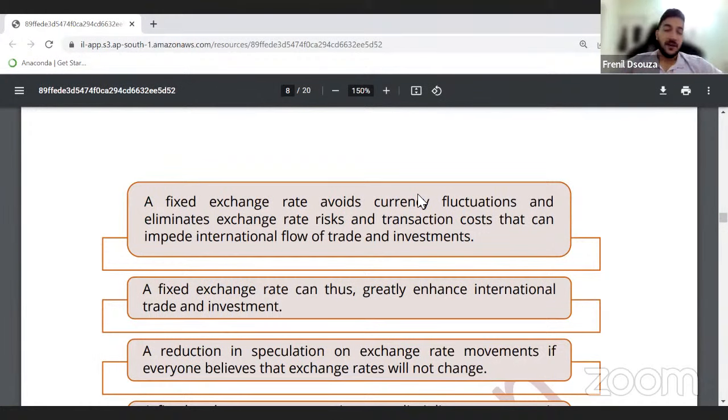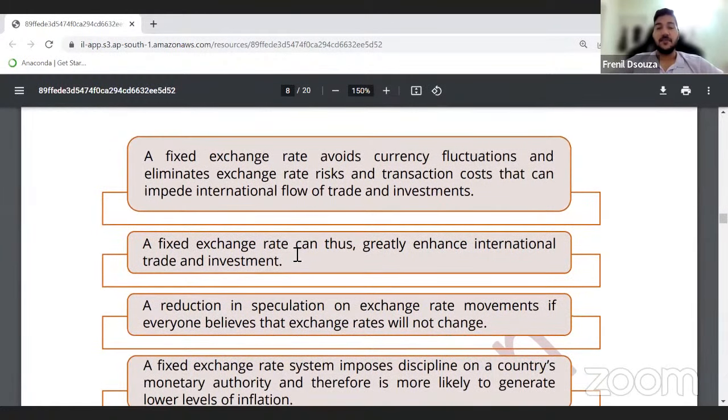So why do countries do that? Let us learn it. A fixed exchange rate avoids currency fluctuations and eliminates exchange rate risk and transaction cost that can impede the international flow of trade, right? Every day the price of the currency is getting decided in the market. It is so much stress, right?